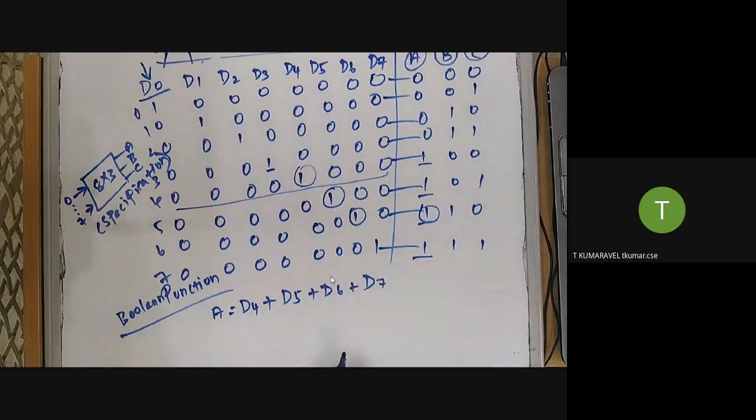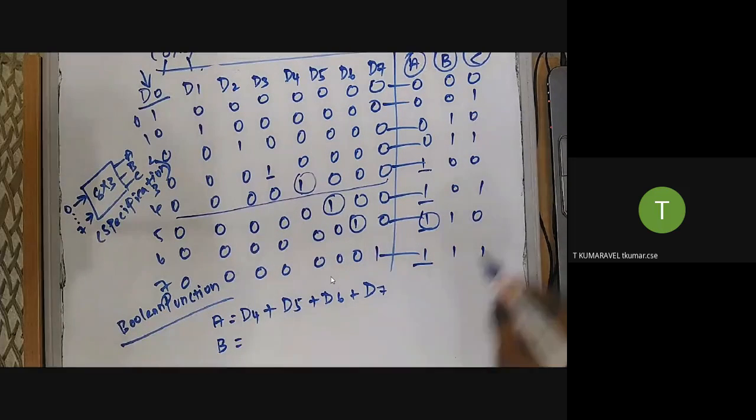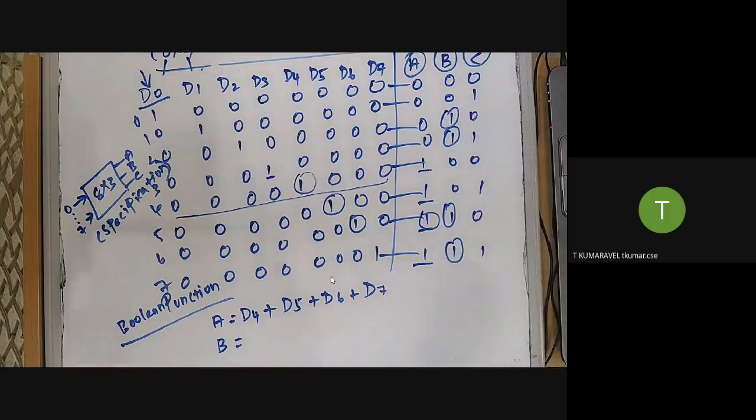Similarly, you take the next output, which is called B. You find out the places where the output equals 1. These are the places where the output equals 1, so I take the respective input positions: D2, D3, D6, D7.